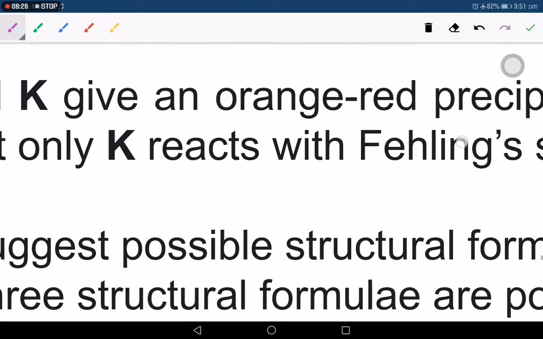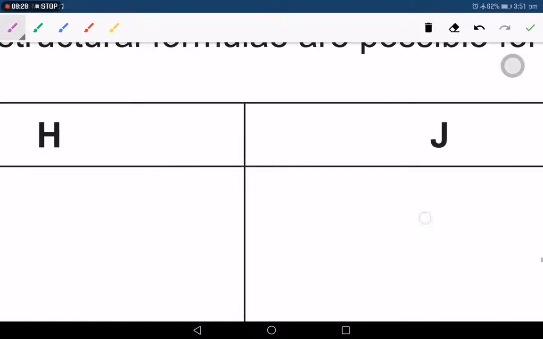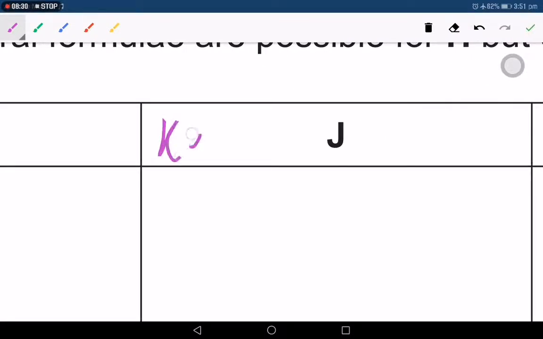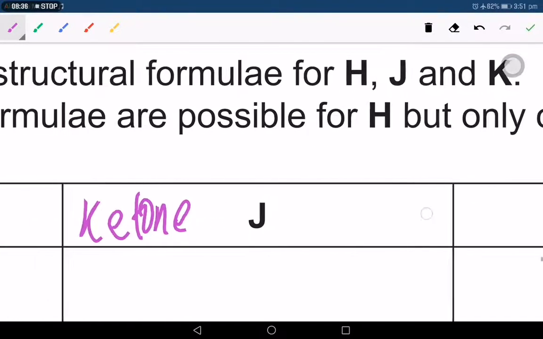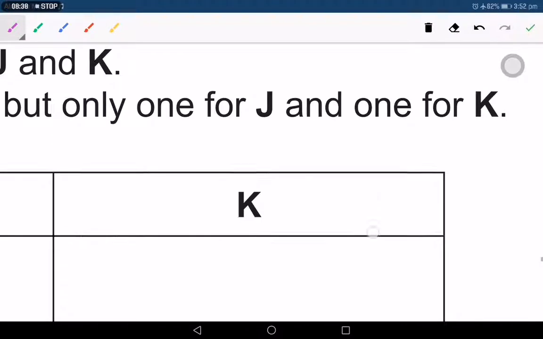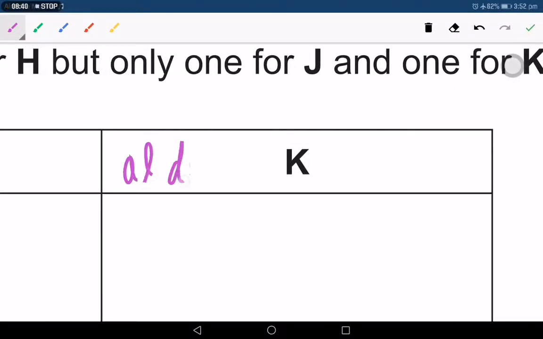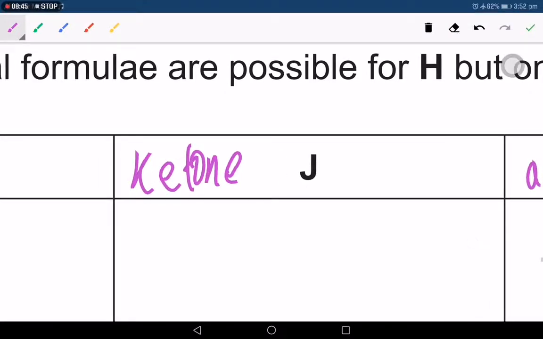So you see, K reacts with Fehling's, which means K is an aldehyde. J means J is a ketone. From the DNPH test we know that J and K are carbonyl, which means they can be a ketone or an aldehyde. We know K is an aldehyde from its reaction with Fehling's reagent, and J is not an aldehyde, which means it has to be a ketone.